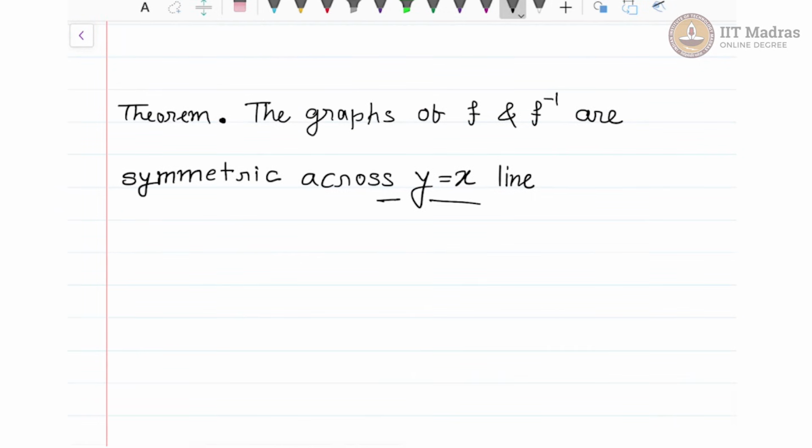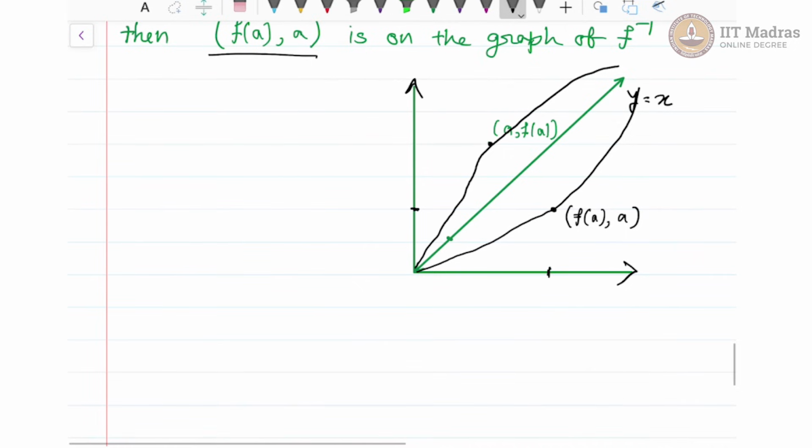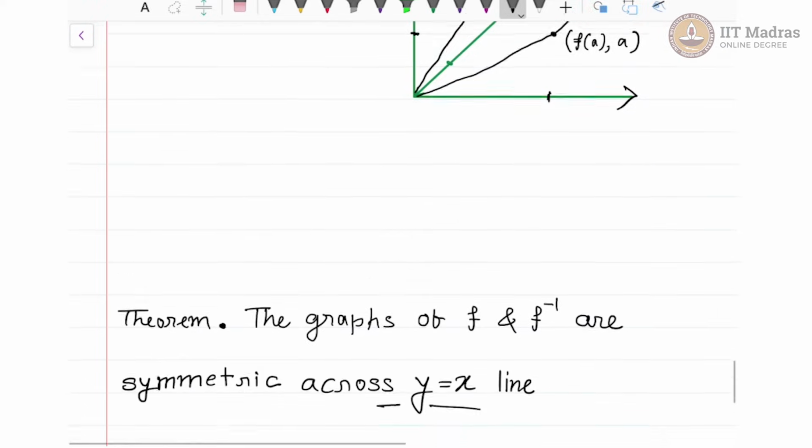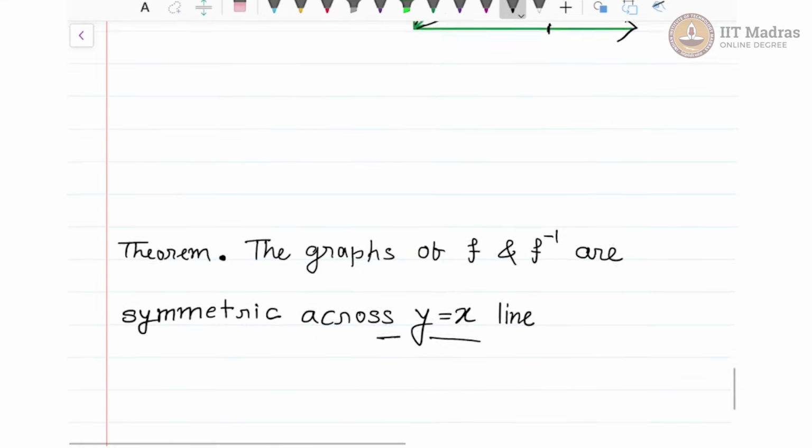If you want, you can prove the theorem, but it's just a graphical proof that if I want to compute this particular point, and I know that the inverse of this function exists, then you just take the length in the y direction and plot it across x, and the length in the x direction, plot it across y. That is what I did, and this is actually the proof of the theorem that the graphs of f and f inverse are symmetric about the line y is equal to x.